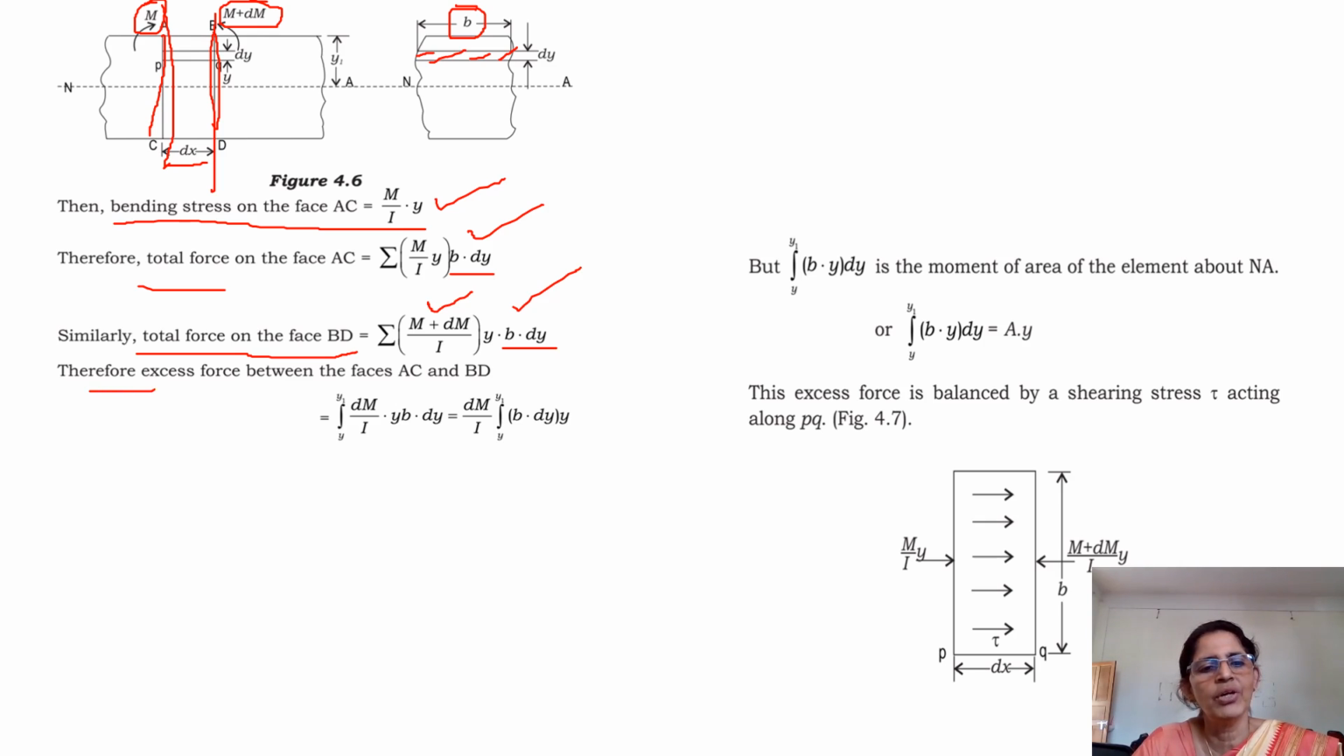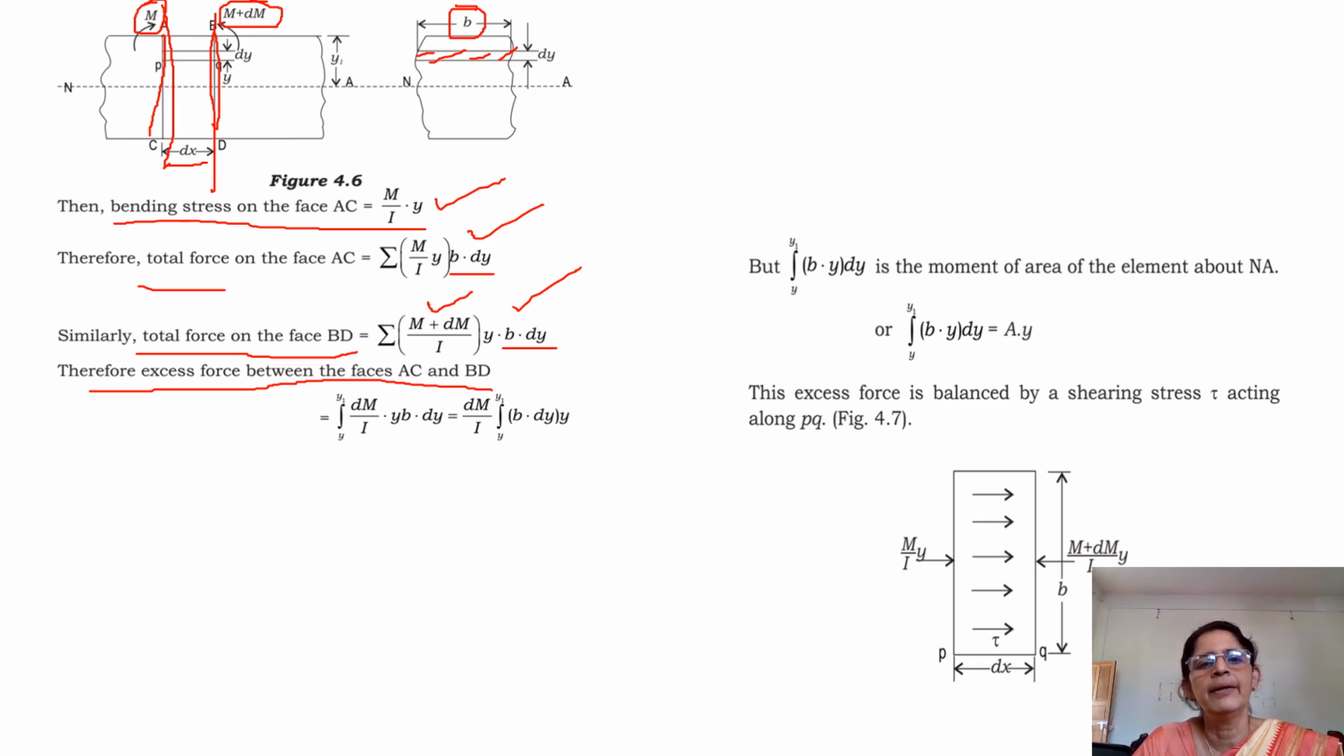Now you are going to take up the excess force between the faces AC and BD, because we don't know which is greater. So we have just taken the excess force as integral y to y1. Because we have taken this particular term difference, M by I into y gets cancelled. So the remaining value is dM by capital I into y into b into dy. Everything else is there, only thing is that M gets cancelled out. So you will have dM by I into y into b into dy.